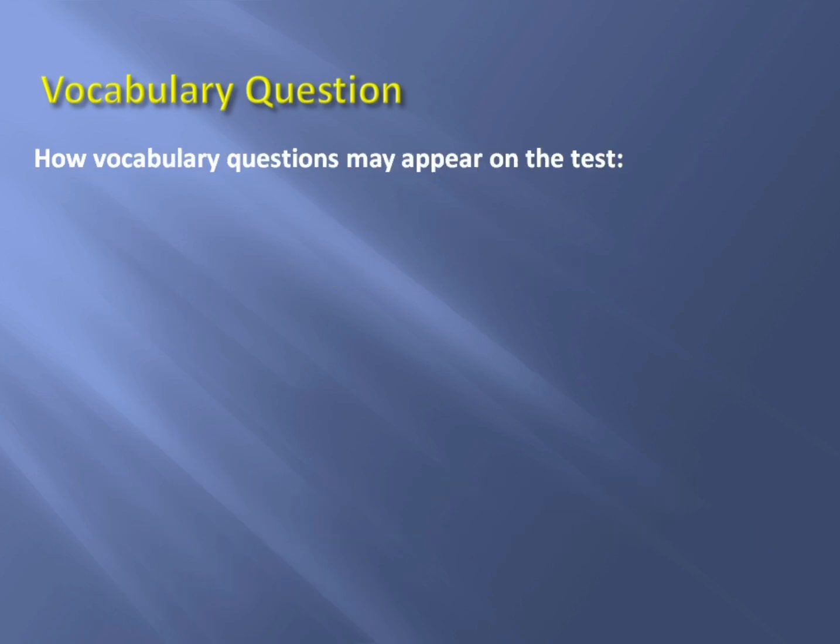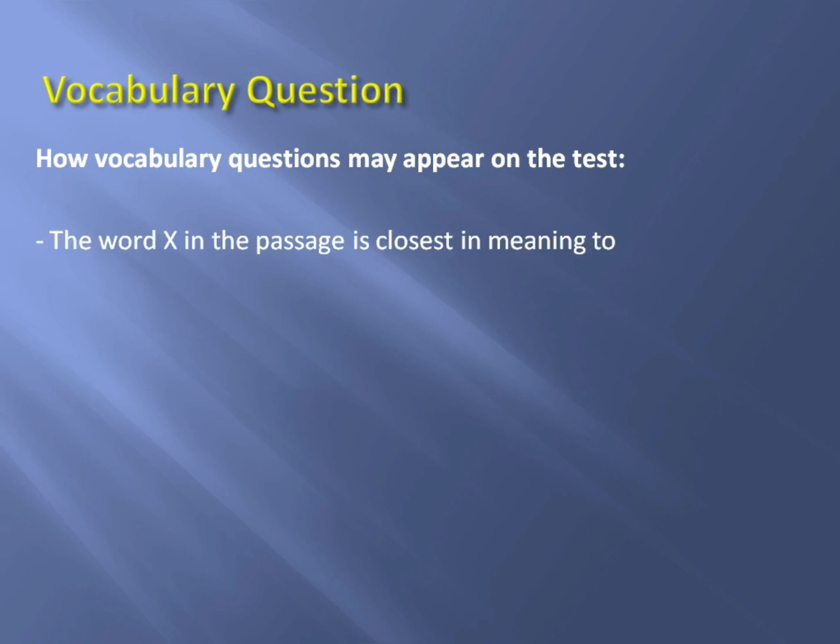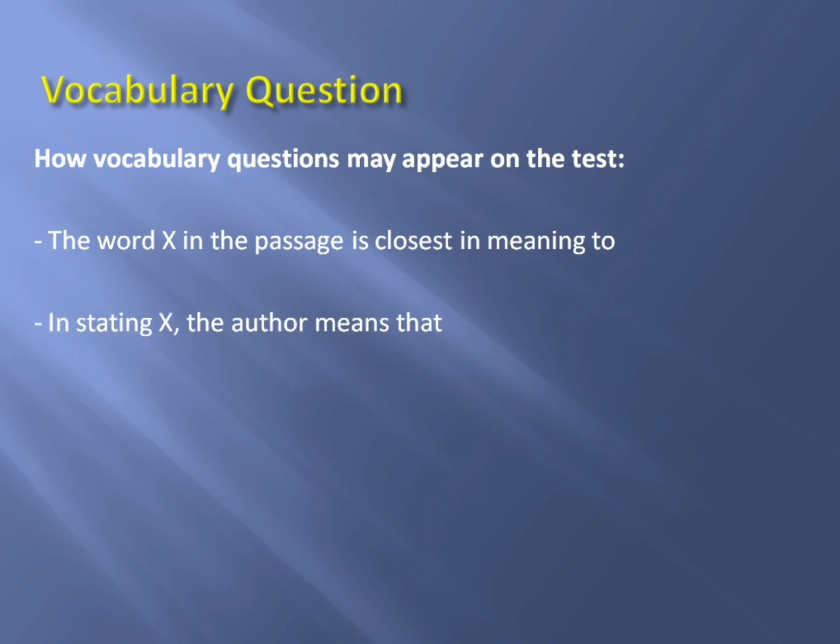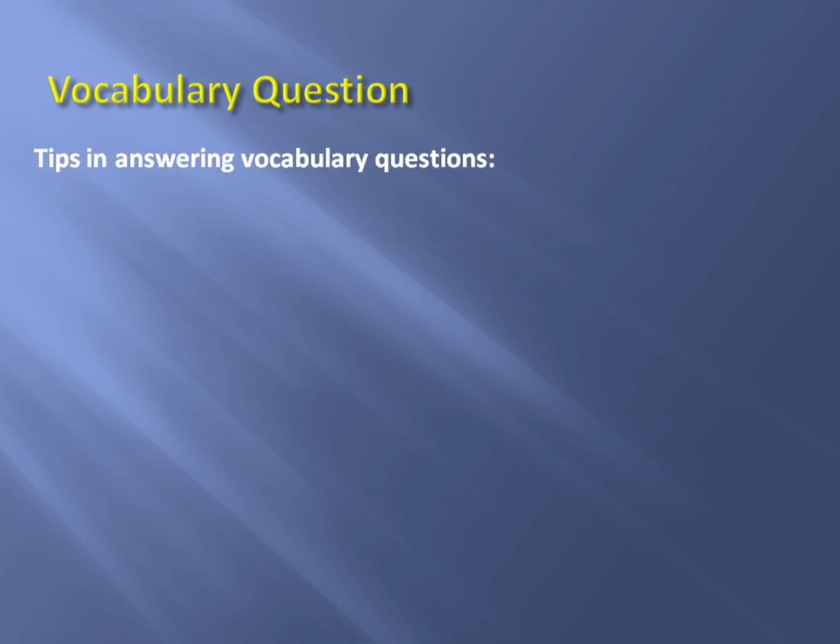Now, let's look into some examples of how a vocabulary question may appear on the test. It may be asked as, the word X in the passage is closest in meaning to, or, in stating X, the author means that. Again, remember that it is important to know what kind of question type you are answering so that you know what strategies to use. Now, talking about strategies, here are some tips that would make answering a vocabulary question much easier.